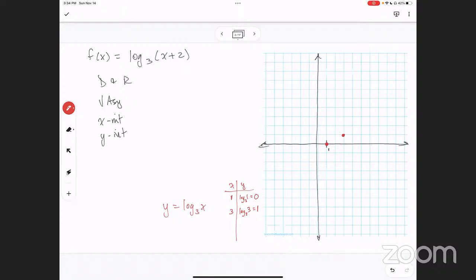Got it? What do you think the next x value I'm going to choose is? 9. Very good. You got the idea, right? So the log base 3 of 9, of course, equals 2. So when I get over here to 9, I'm going to be at 2 right there. So that's what the graph is doing in this direction. And it can't be negative. I can't plug negatives in there.